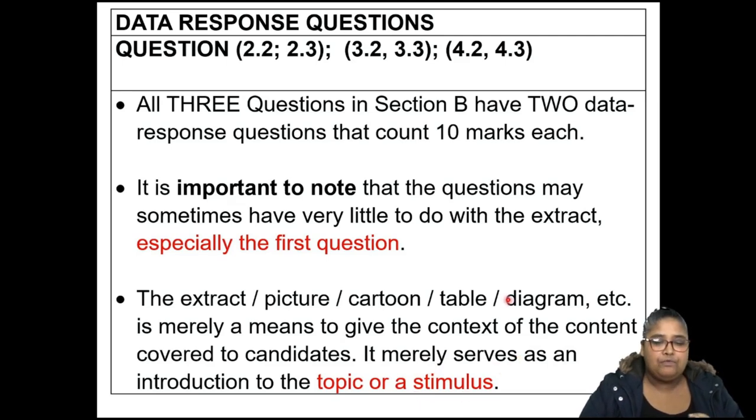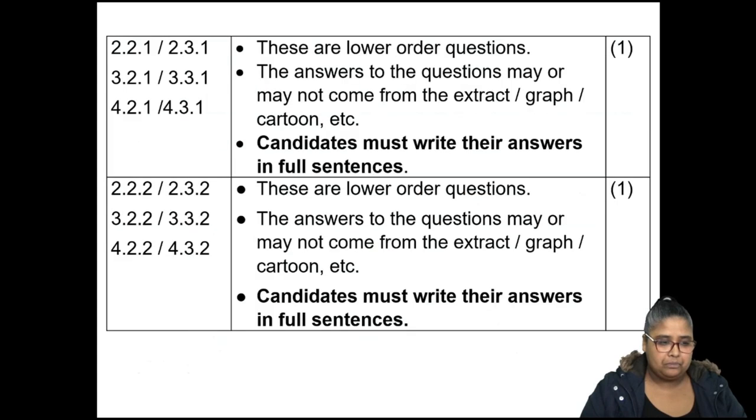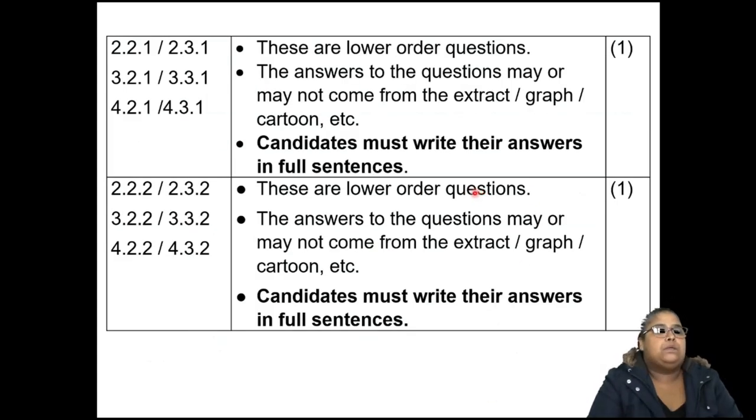So what will follow is just a little breakdown as to how the questions are structured for you. Now, the first question will be lower order. Okay, so question 2.2.1 or 2.3.1, the question numbers are over here in this column, right? So basically what it means is your first two questions will be lower order questions, and these, as you can see, the mark allocation will be 1 mark.